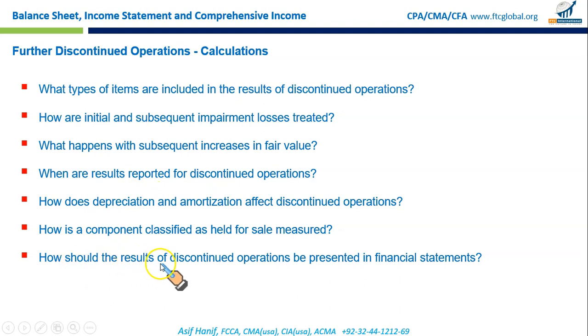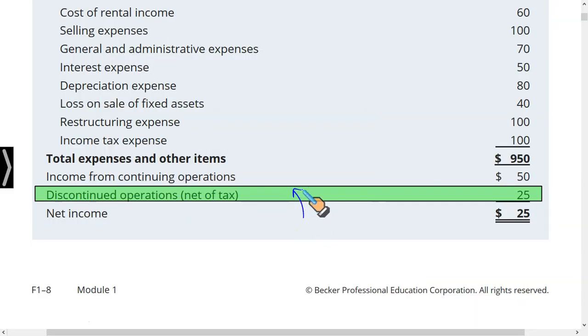Then it says, how should the result of a discontinued operation be presented in financial statements? Let me show you. This is it. The result of discontinued operations, net of tax, is reported as a separate component of income, and it has to be distinct from income from continuing operations.